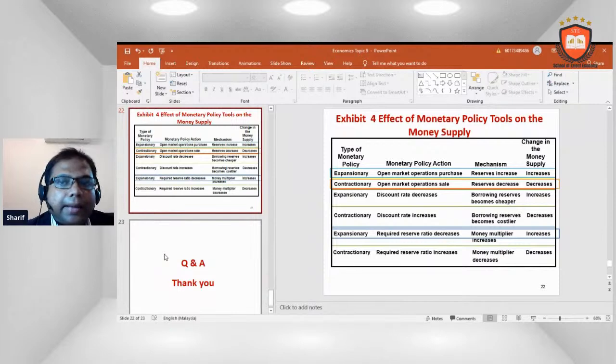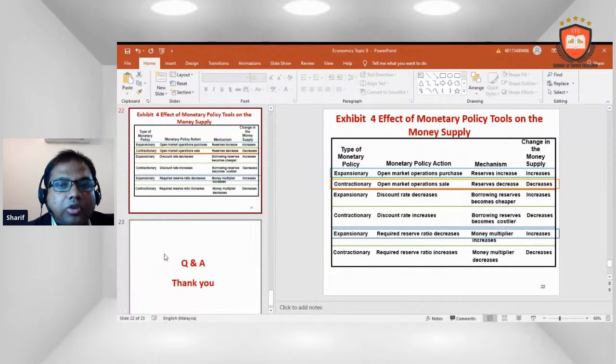So at this point, the effect of monetary policy tools on the money supply. Expansionary monetary policy: the action is an open market operation purchase; the mechanism is that reserves increase and the money supply increases. Contractionary: open market operation sales, then reserves decrease and the money supply decreases.